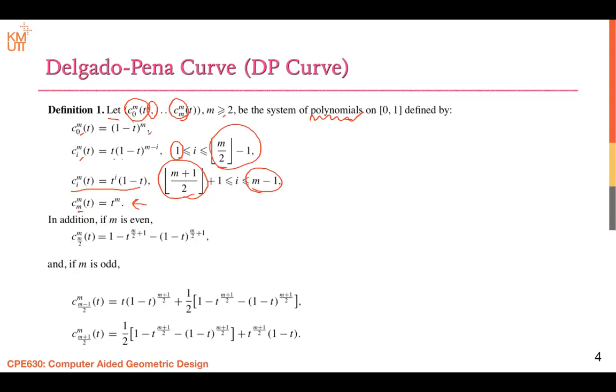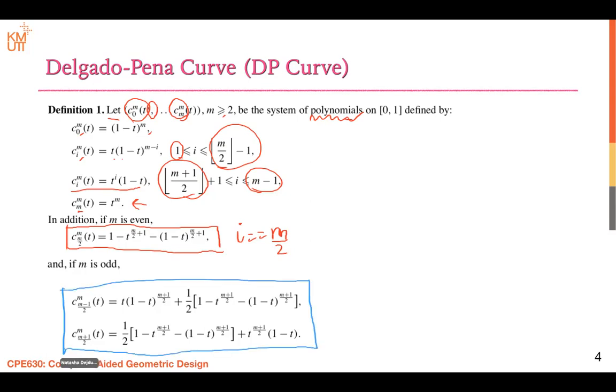And if m is even, you have to add one more polynomial in the middle, which is this. This is one more polynomial in the middle when i is equal to m divided by 2. This is for even. But if m is odd, you have to have a special one. Special two polynomials in between, in the middle. This is two polynomials in the middle.